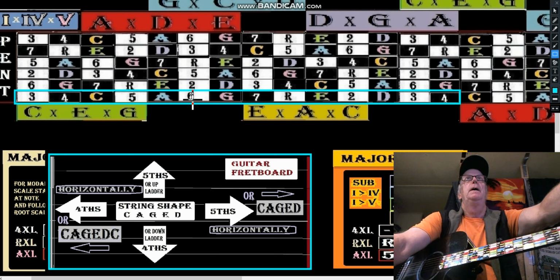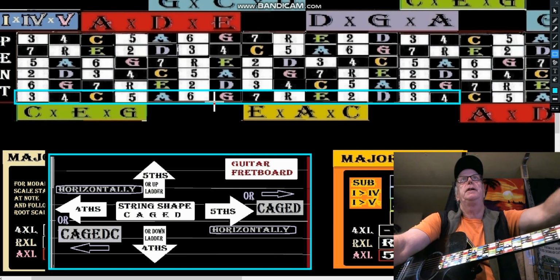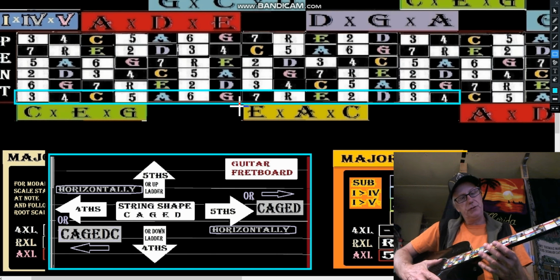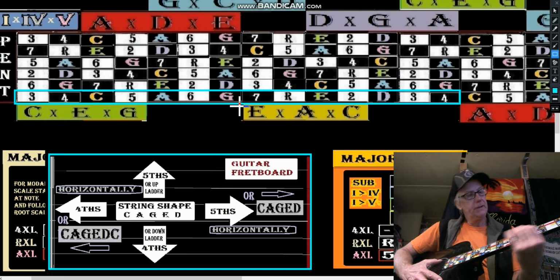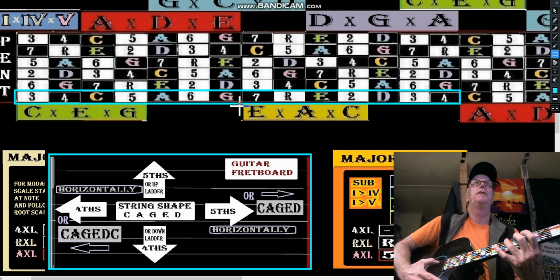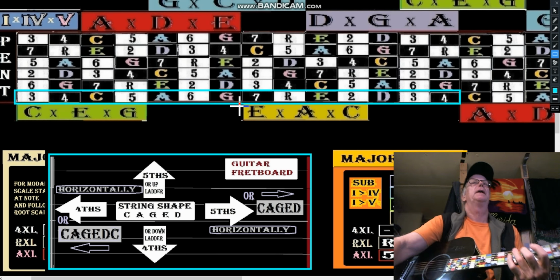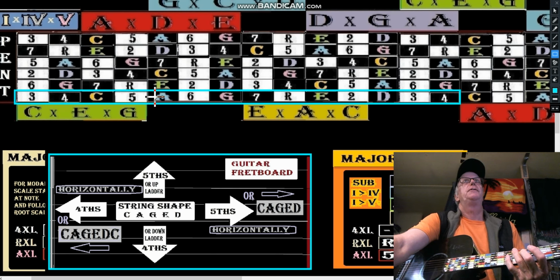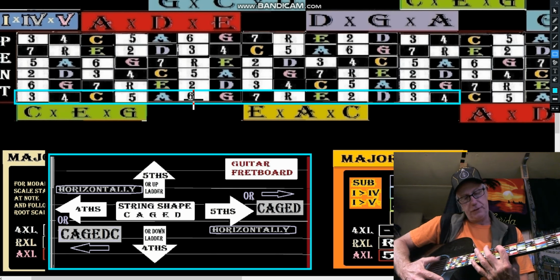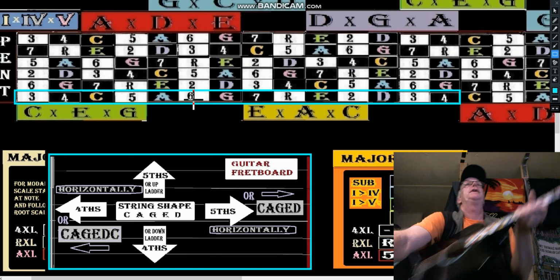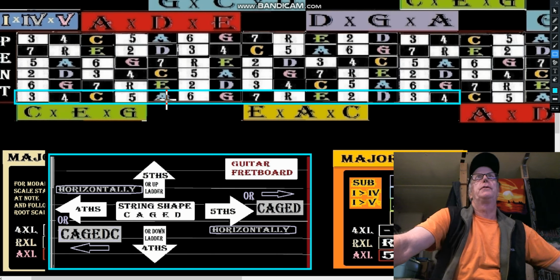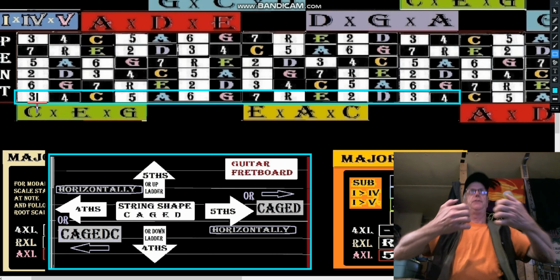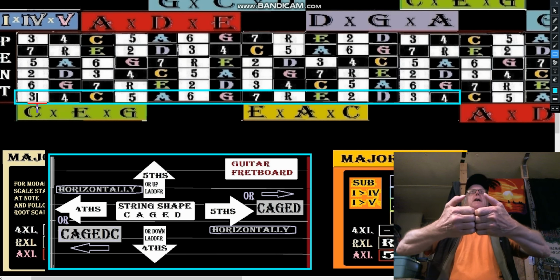But what's the fifth of C? G. So the fifth of C is G. So here's C. Here's the C string shape, 3, 4, 5, right there. The fifth of C is G, which is just 6, 7 root. Notice they don't share any notes. C and G are borderline neighbors.